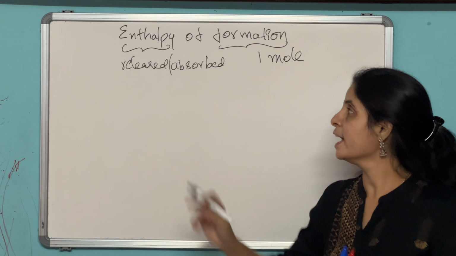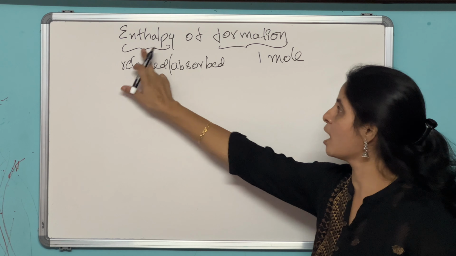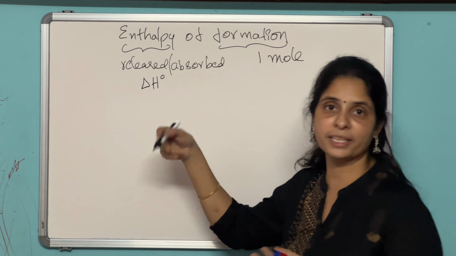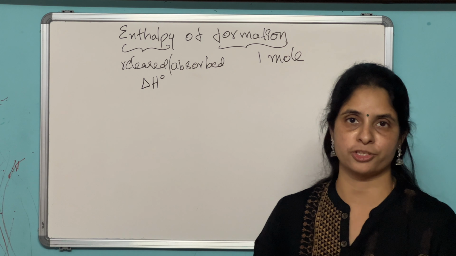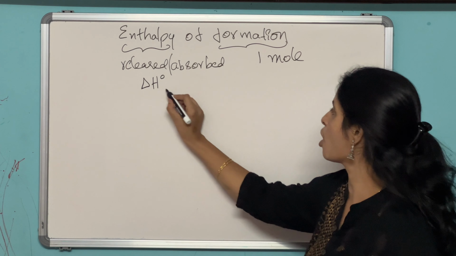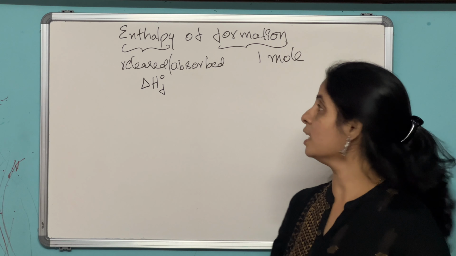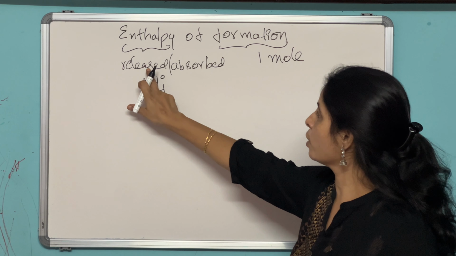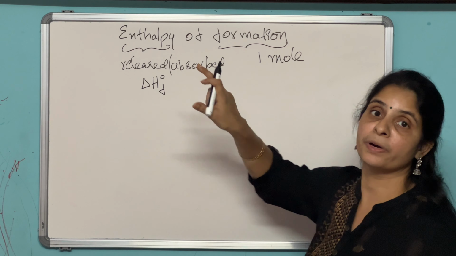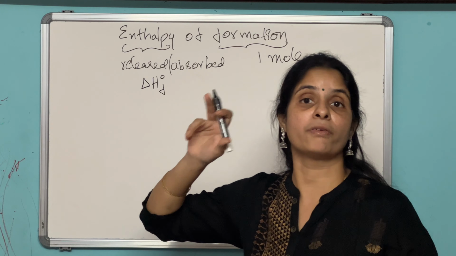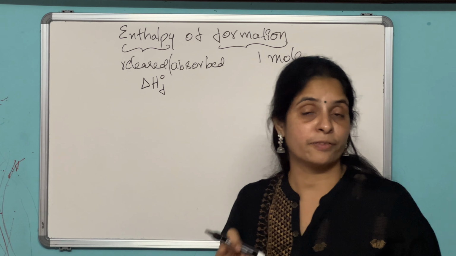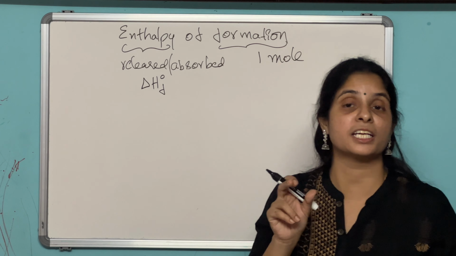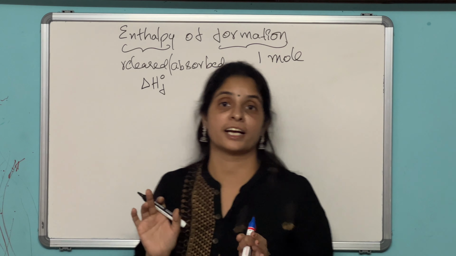So here enthalpy, heat content, will be represented with delta H naught. All these are at standard conditions of temperature and pressure. So delta H naught F. Enthalpy of formation is nothing but the amount of heat released or absorbed when 1 mole of compound is formed from its constituent elements in their naturally occurring state.